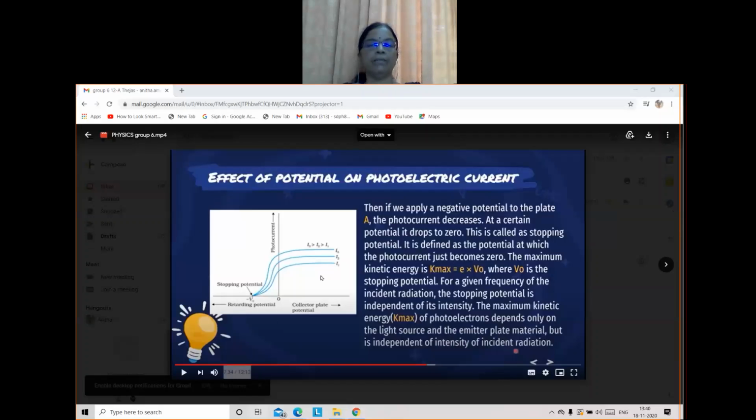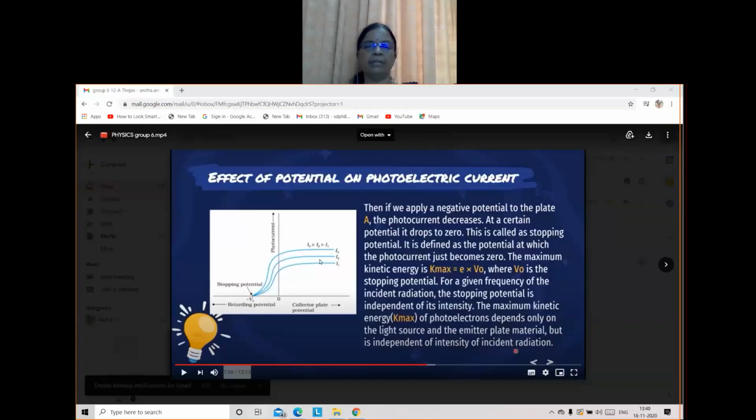So what have we seen? We are not changing the source. We are not changing the frequency. What is changing? Only the intensity. By increasing the intensity, the photoelectric current is increasing. See, I1 this much, I2 this much, I3 this much. The photoelectric current is increasing, but the stopping potential required to stop the electrons remains the same. So what is the meaning of that? Intensity has no effect on the stopping potential or the kinetic energy of the electron.